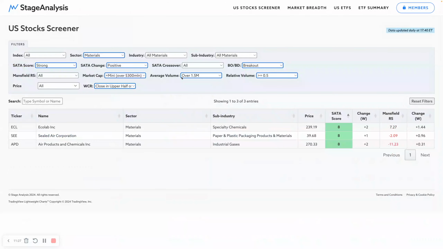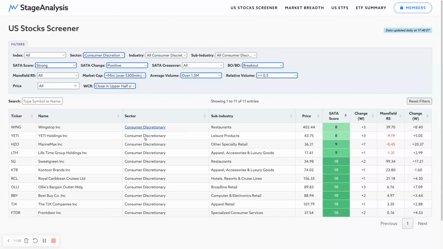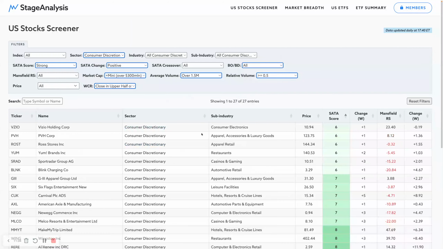You can drop through the sectors. You want to look at materials, not many in the materials here. You want to look at discretionary. So really it makes it much easier if you start filtering these down, start using the various different settings.